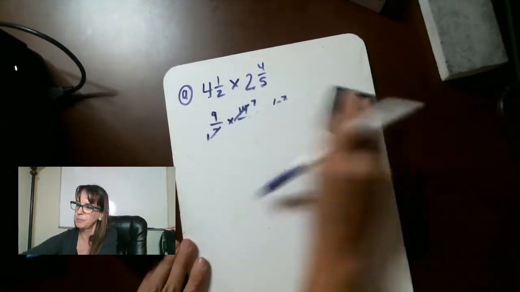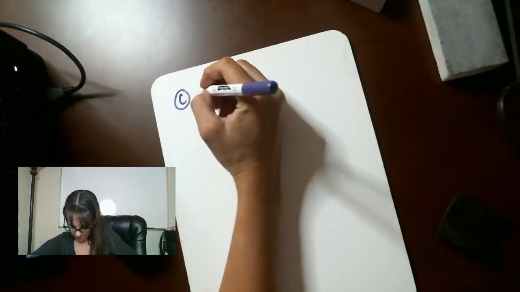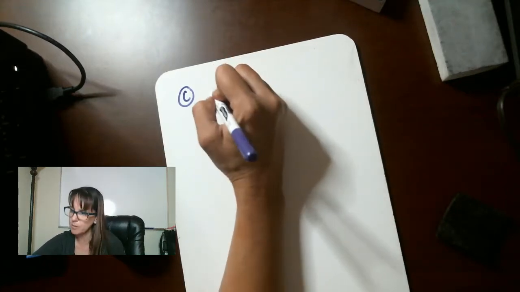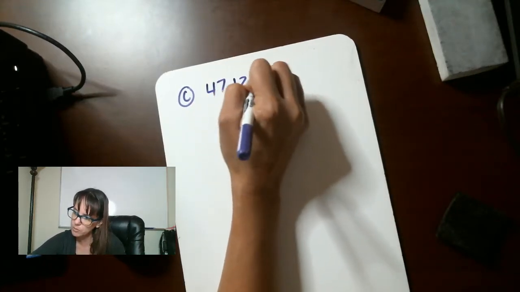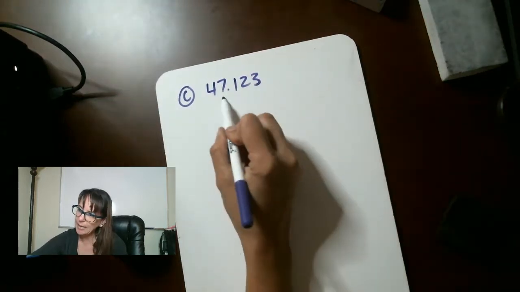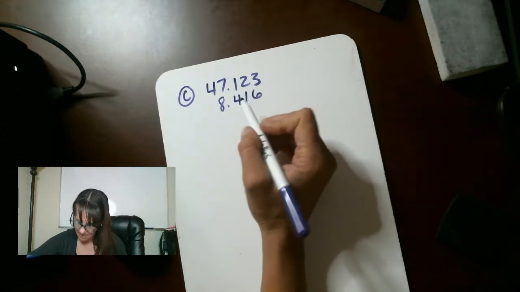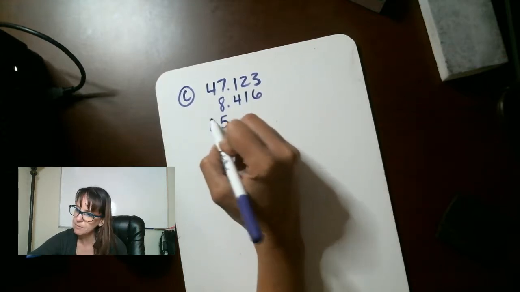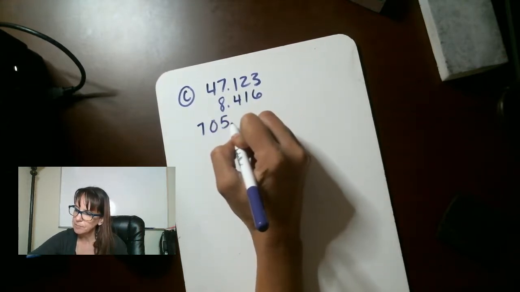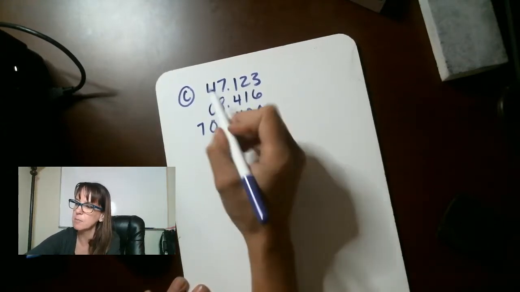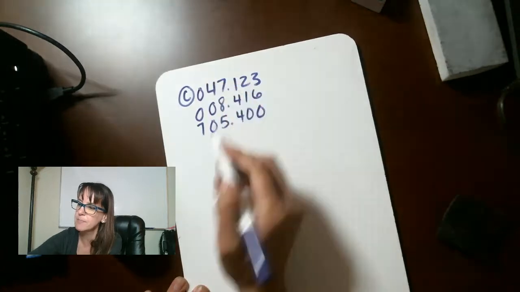Let's do, so now we have C. We've got all those numbers we need to add up. As you're writing them down on your own paper, make sure that you are lining up those decimals. So we have 47.123 plus 8.416 and plus 705, helps me to write it backwards, dot 4. I'm gonna throw some zeros in here so that I have some placeholders for all these guys, okay?